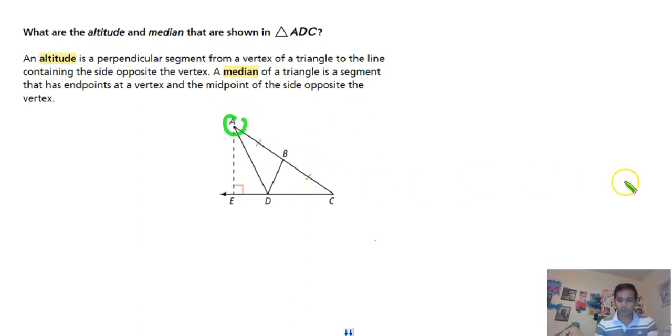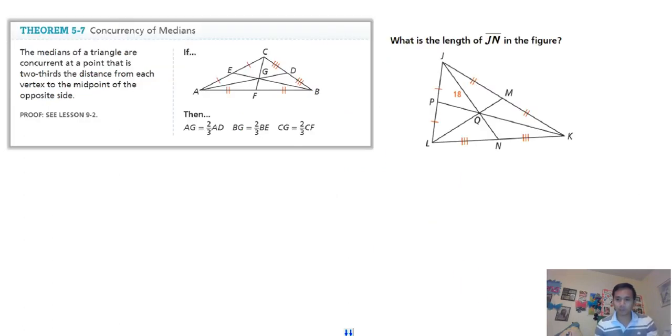On median, I want you to look at this first example here on Theorem 5.7, concurrency of median. It says there that the medians of a triangle are concurrent at a point that is two-thirds. I want to focus on this term here because we'll be using this one to solve a given problem. Two-thirds the distance from each vertex to the midpoint of the opposite side.